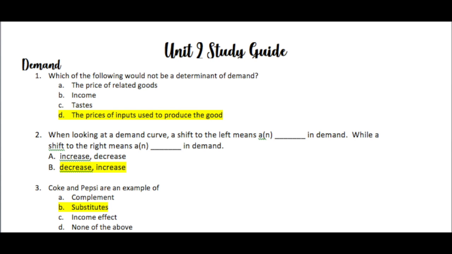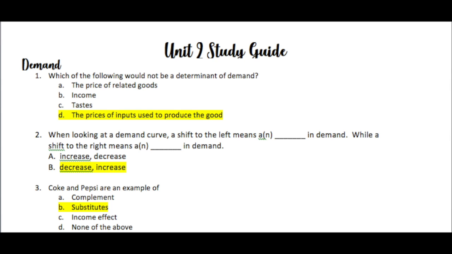All right, this is the Unit 2 review for supply, demand, and business organizations. The first part of your study guide covers demand. So if you look at number 1, it says, which of the following will not be a determinant of demand? This was on the quiz, and the answer is D.